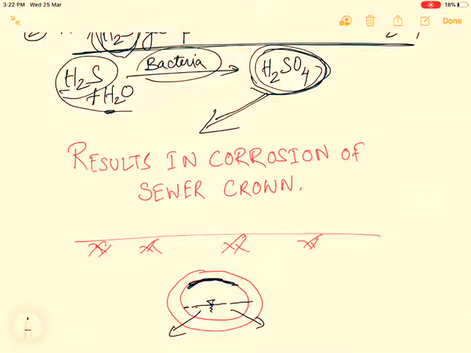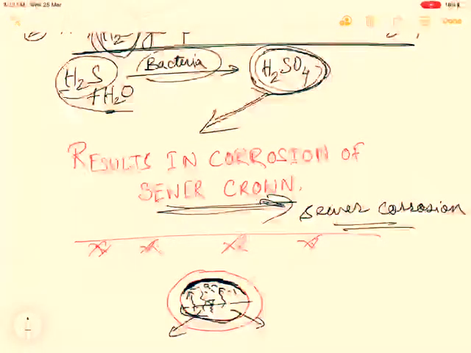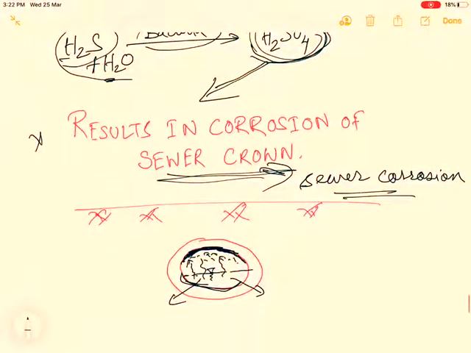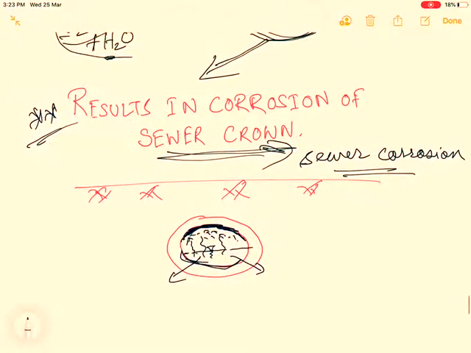Since H2S is a gas, it will be released from this wastewater, so H2S gas will be present here, and then that H2S gas will be converted into sulfuric acid. So there will be droplets of sulfuric acid which will result in the corrosion of the crown, sometimes the invert also. So overall the sewer is damaged. So this will result in sewer corrosion. This is very harmful. There can be questions from this, so this is very important with respect to the sulfates.